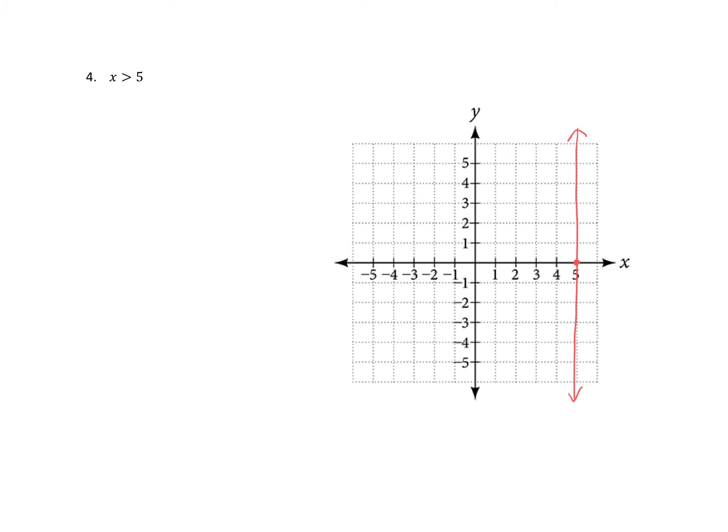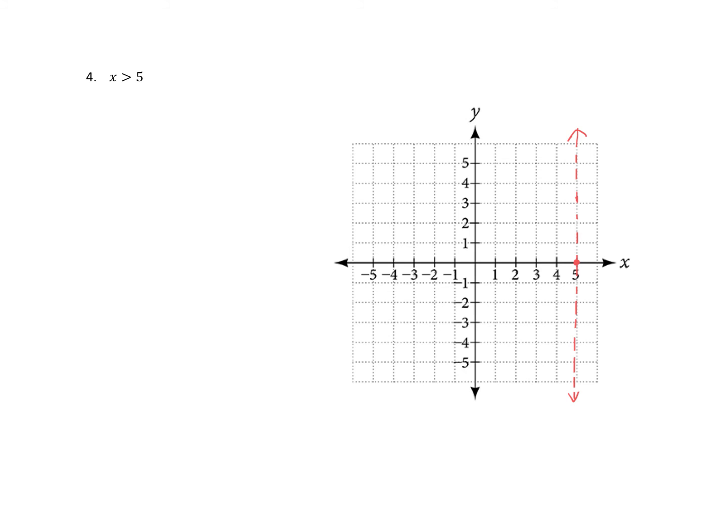Now I want to make sure, should I have a solid line? There's no or equal to. This is a strict inequality. That means that my line should be dotted. So I need to go back and make sure that I have a dotted line. Okay? So dotted line. All right.